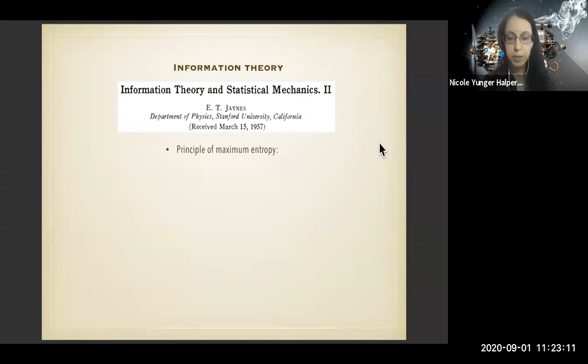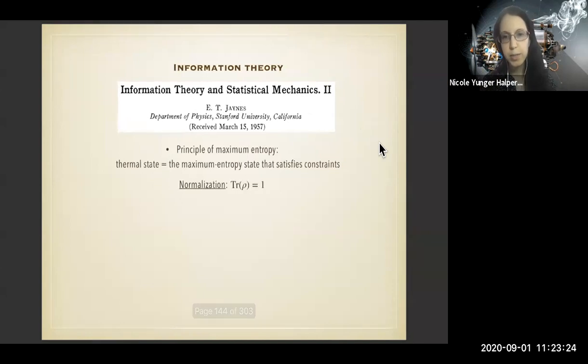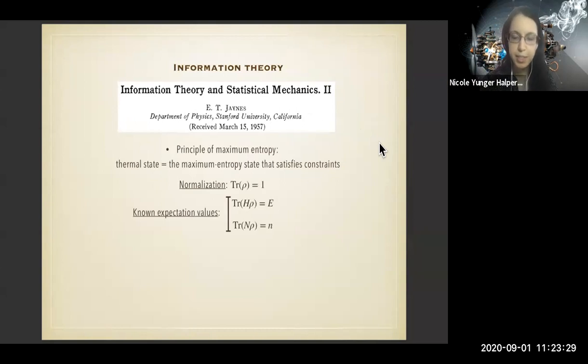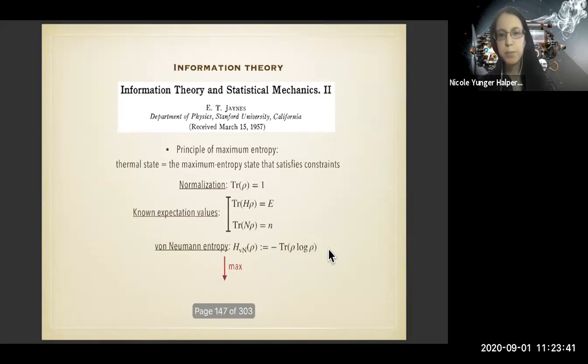He was concerned with the principle of maximum entropy, which states that the thermal state or the equilibrium state is the state that maximizes the entropy subject to constraints. One constraint on every quantum state is normalization. But we might also know expectation values of, for example, the Hamiltonian and the particle number. Here is the von Neumann entropy that we saw earlier. If we maximize this von Neumann entropy subject to those constraints, then the state that achieves the maximum is the grand canonical ensemble.